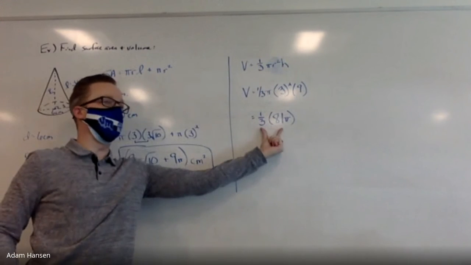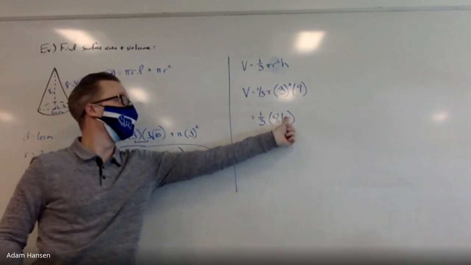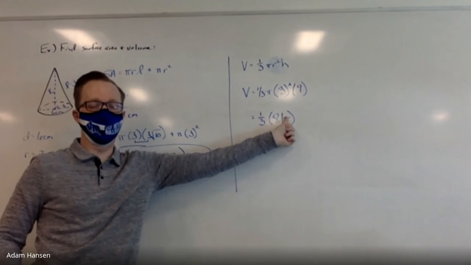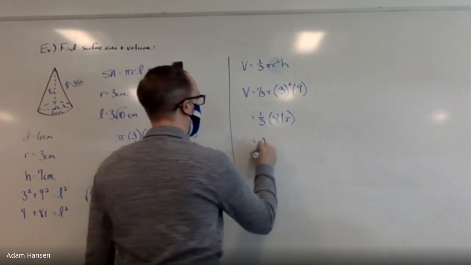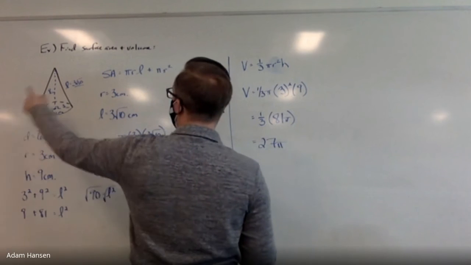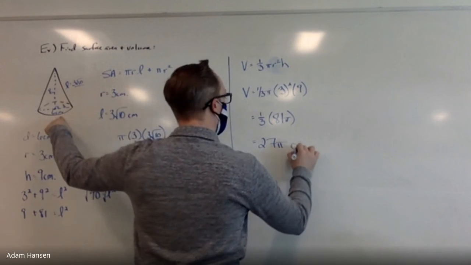Now multiply these together. What's 1/3 of 81? I think it divides in evenly. I can write this as a whole number, 1/3 of 81. 27, so 27 pi cubic units. 27 pi cubic centimeters.